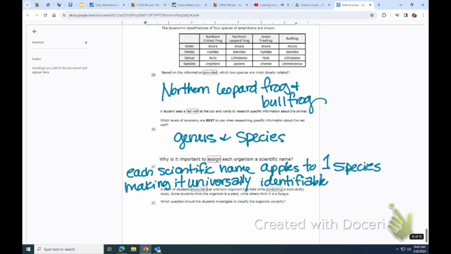Last one. A team of students encounters an unknown organism in a field while conducting a biodiversity study. Some students think the organism is a plant, while others think it is a fungus. Which question should the students investigate to classify the organism correctly? You were closer, neighbors. Which one was faster? Xander was up and down, so Xander, do you know? Does it make its own food? Yeah, exactly. Does the organism perform photosynthesis?